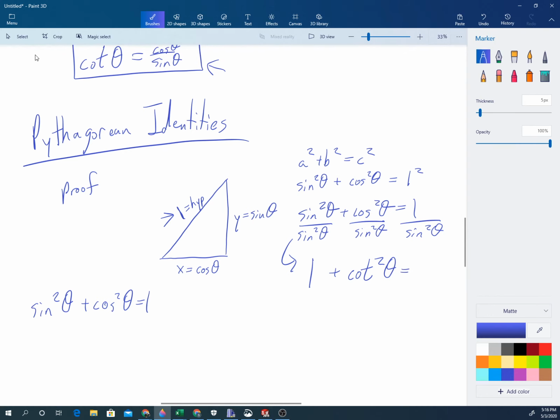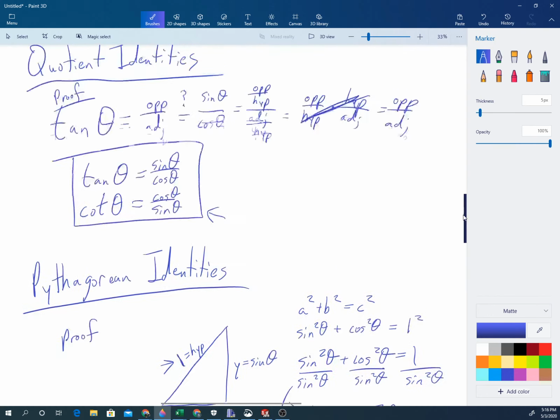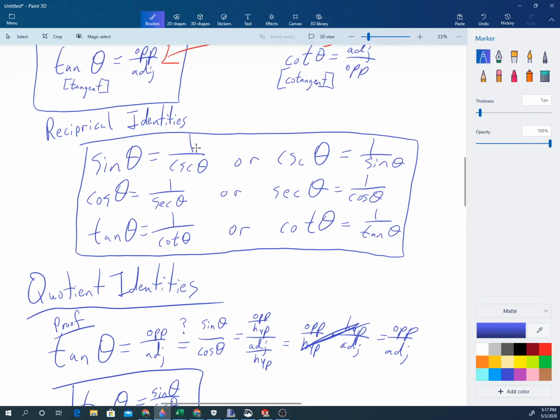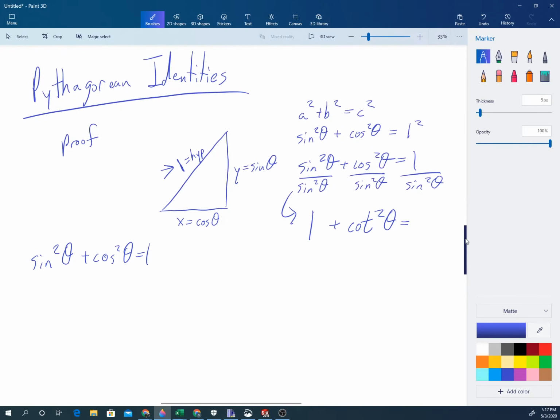And remember, 1 over sine was the same thing as a cosecant. So this is going to be cosecant squared. So that's your second Pythagorean identity.